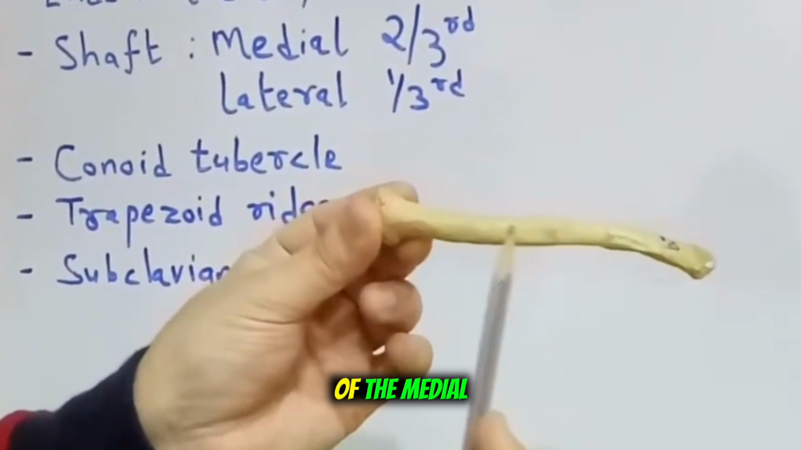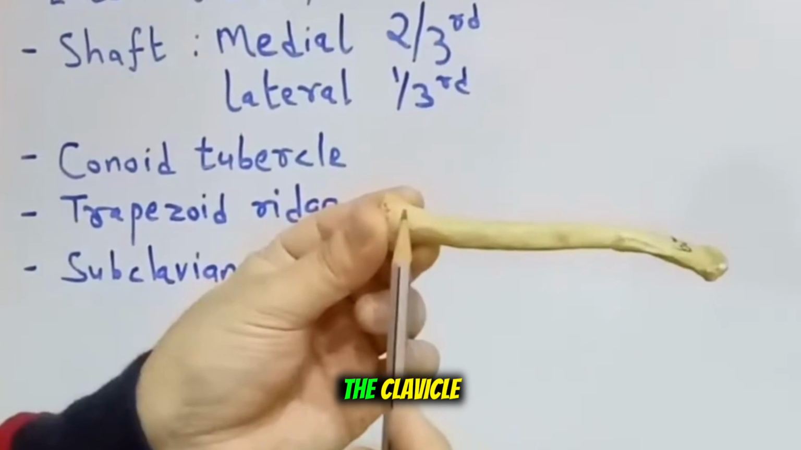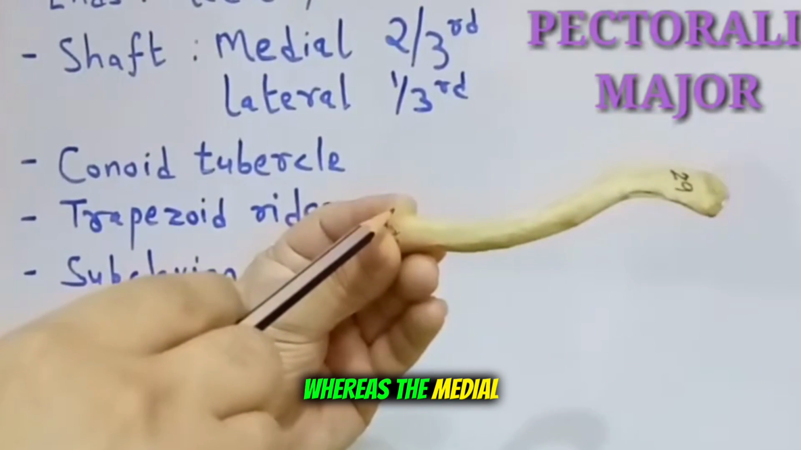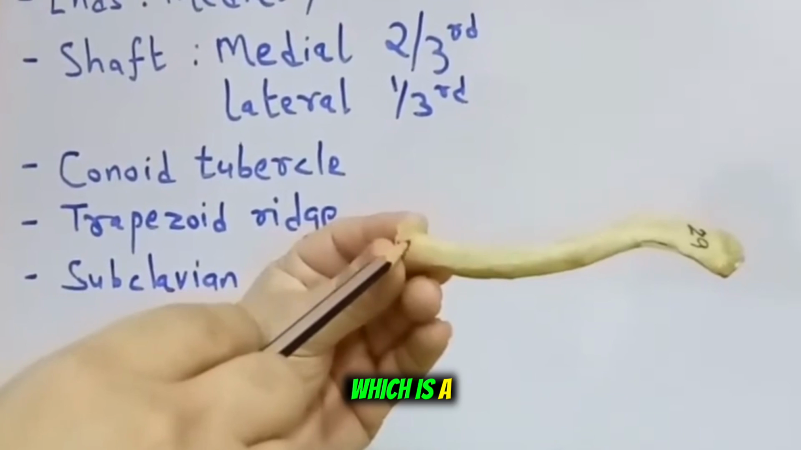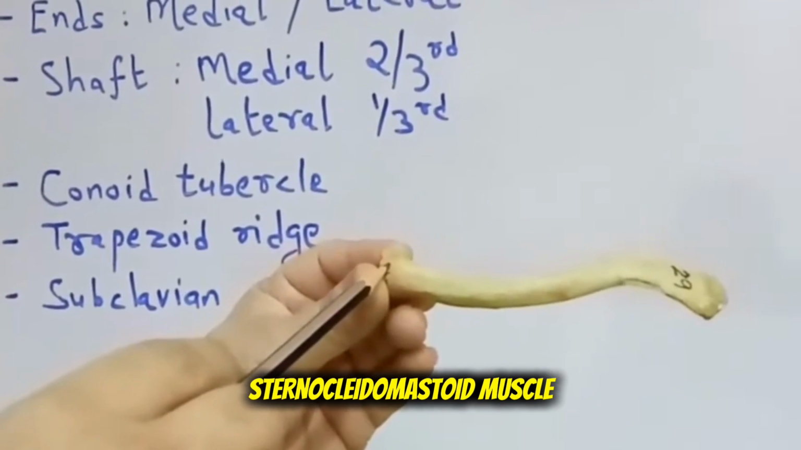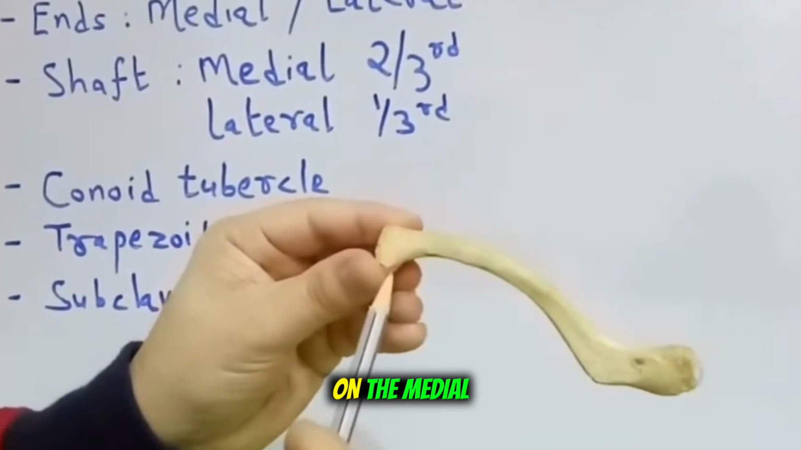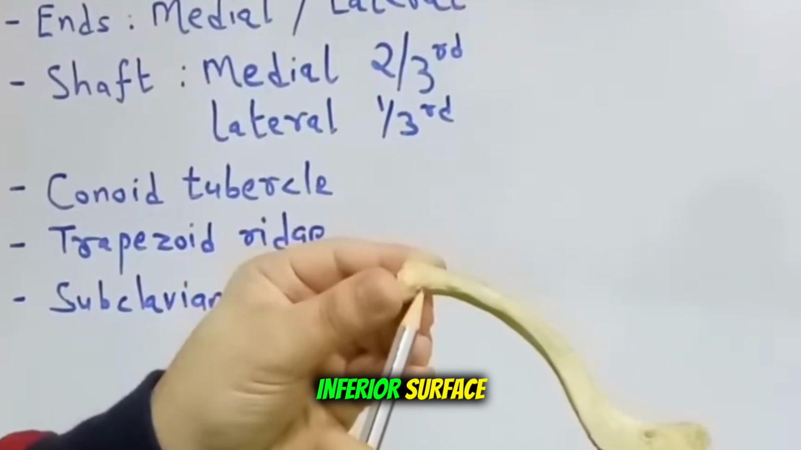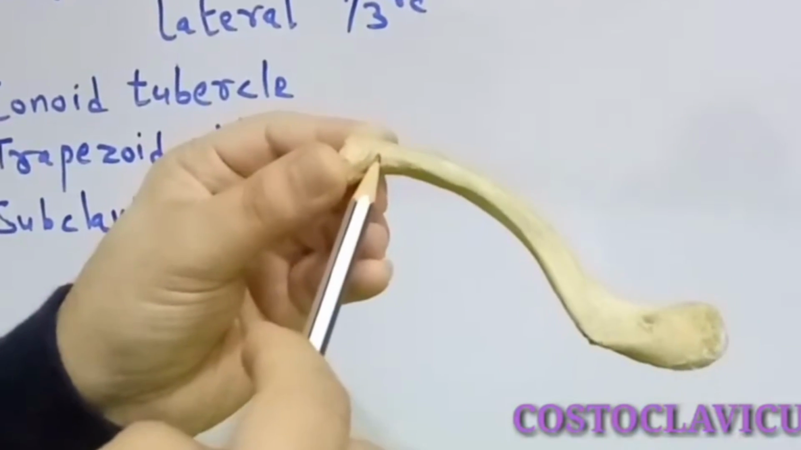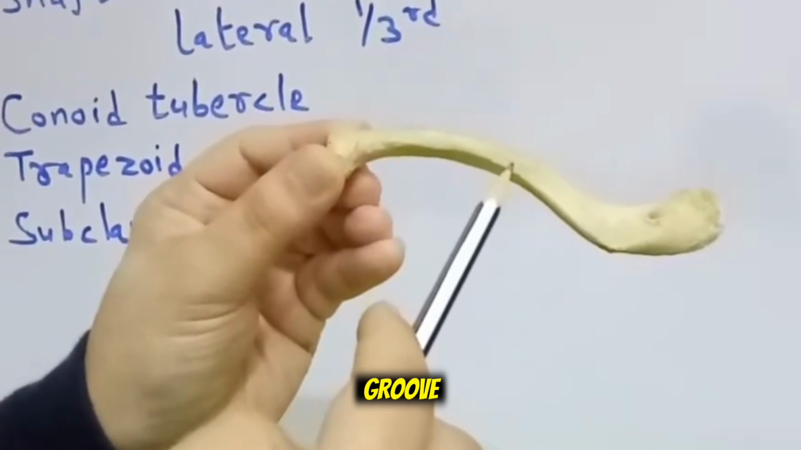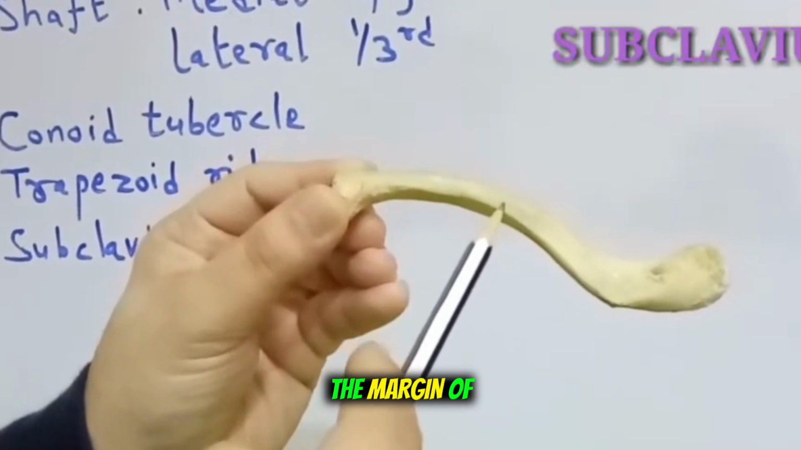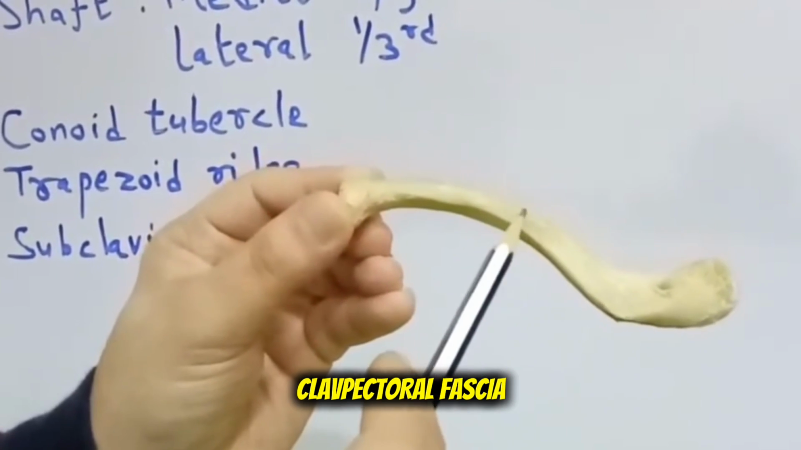The anterior surface of the medial two-thirds of the clavicle gives origin to the pectoralis major muscle, whereas the medial end of the superior surface, which is a rough area, gives origin to the clavicular head of the sternocleidomastoid muscle. On the medial end of the inferior surface, there is attachment of the costoclavicular ligament. There is a subclavian groove, which receives insertion of the subclavius muscle. The margin of the groove gives attachment to the clavipectoral fascia.